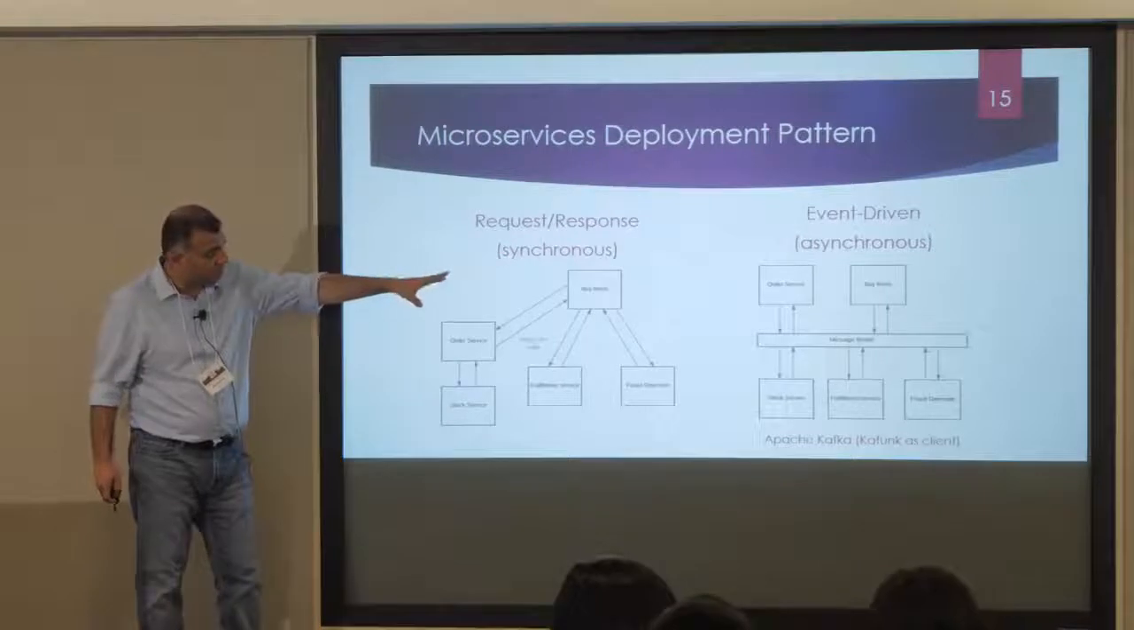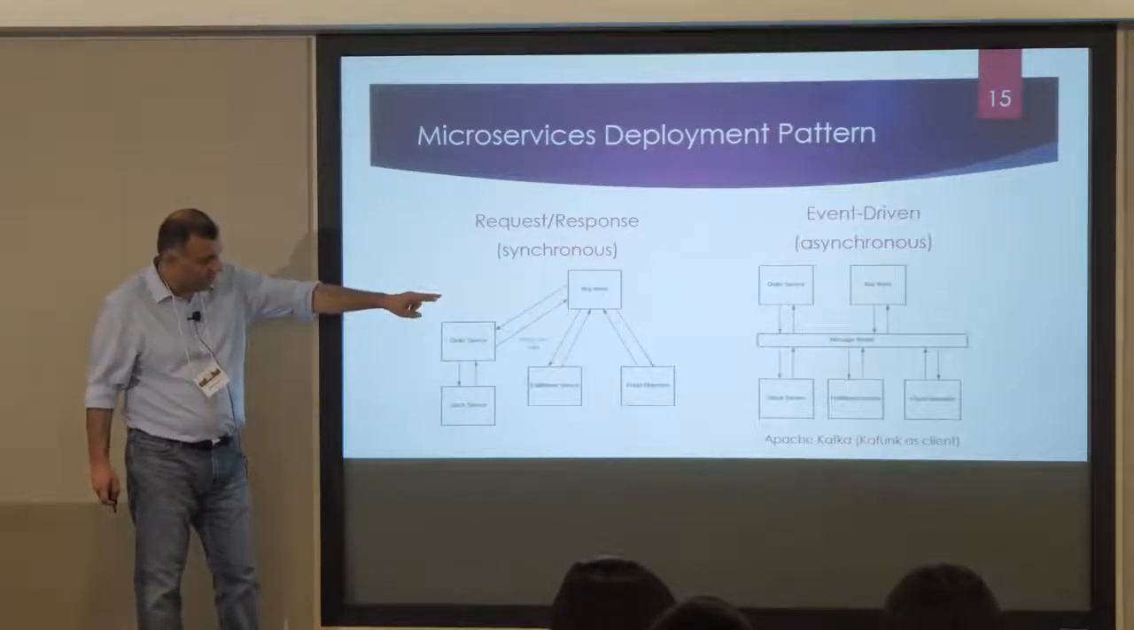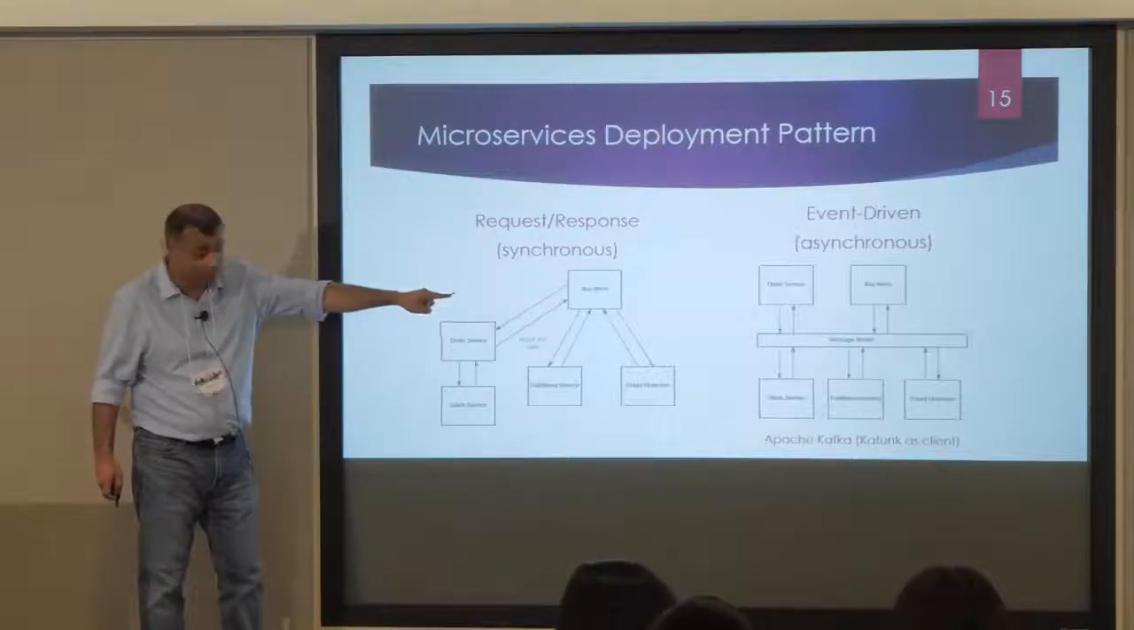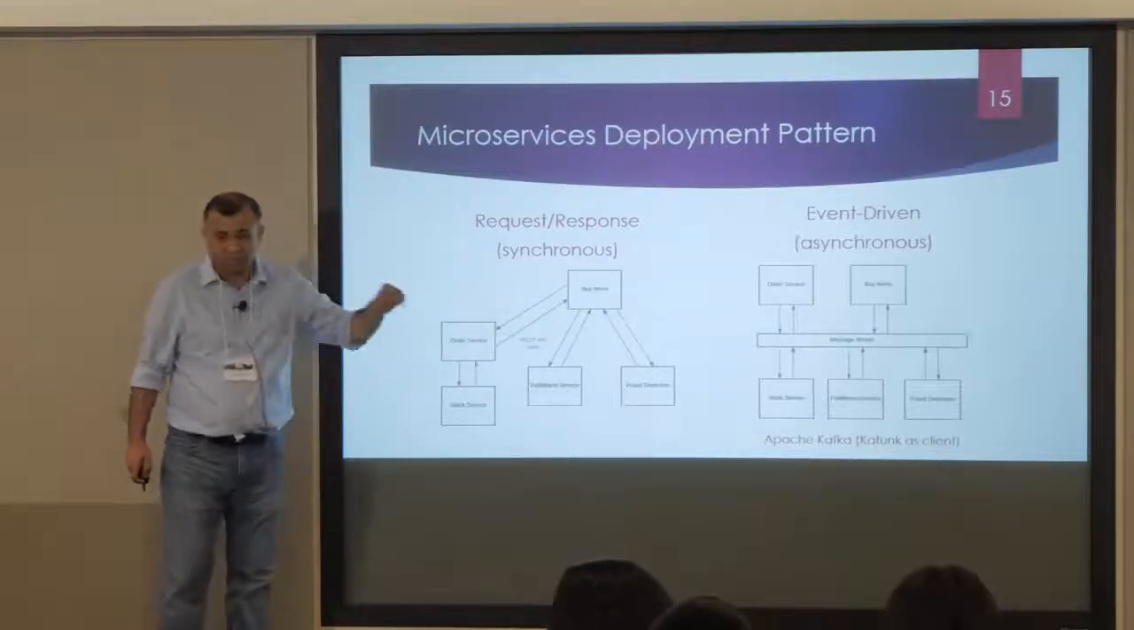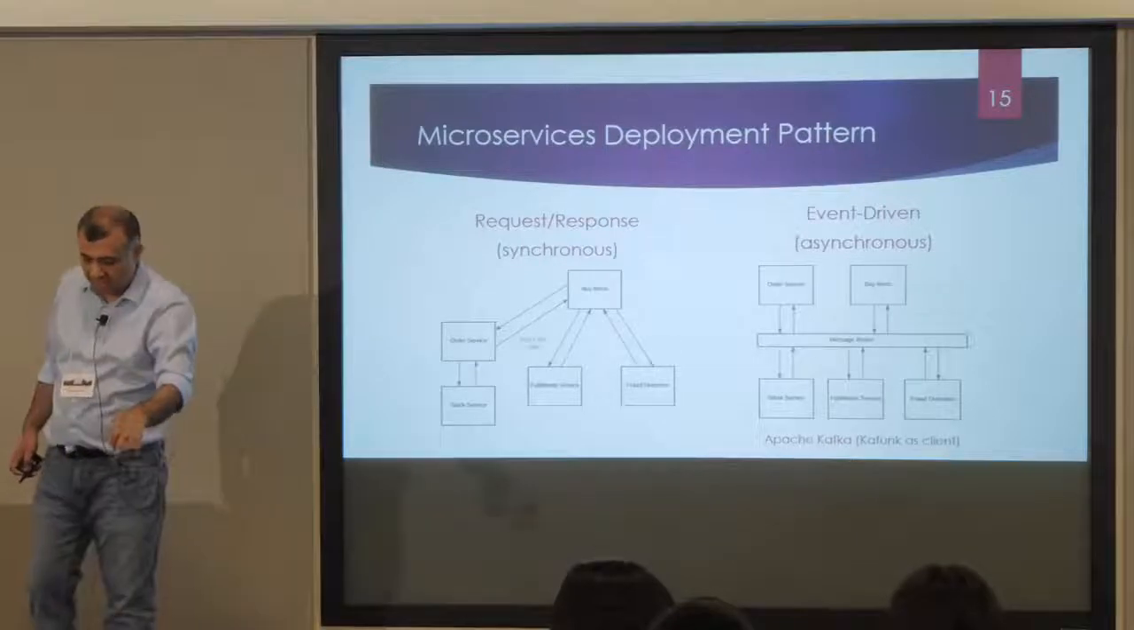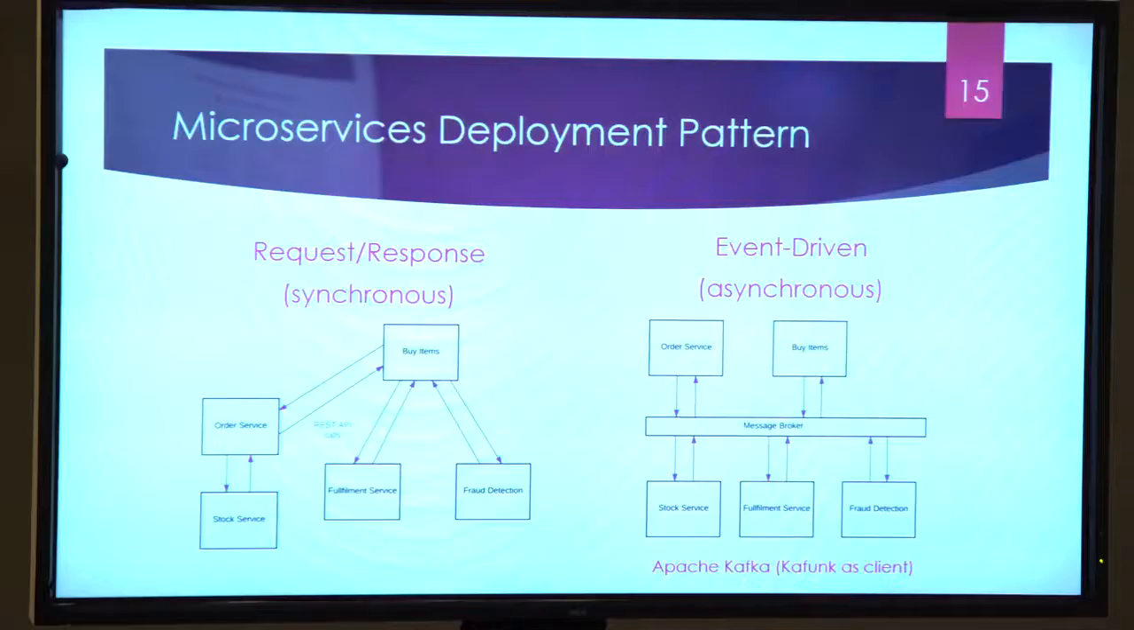And then you have the event-driven, which is asynchronous. In event-driven architecture, you have a message broker in between, right? Each service throws an event, and they get back. The request-response system tends to be more reliable. The event-driven system tends to be less reliable but more scalable, whereas request-response is less scalable.